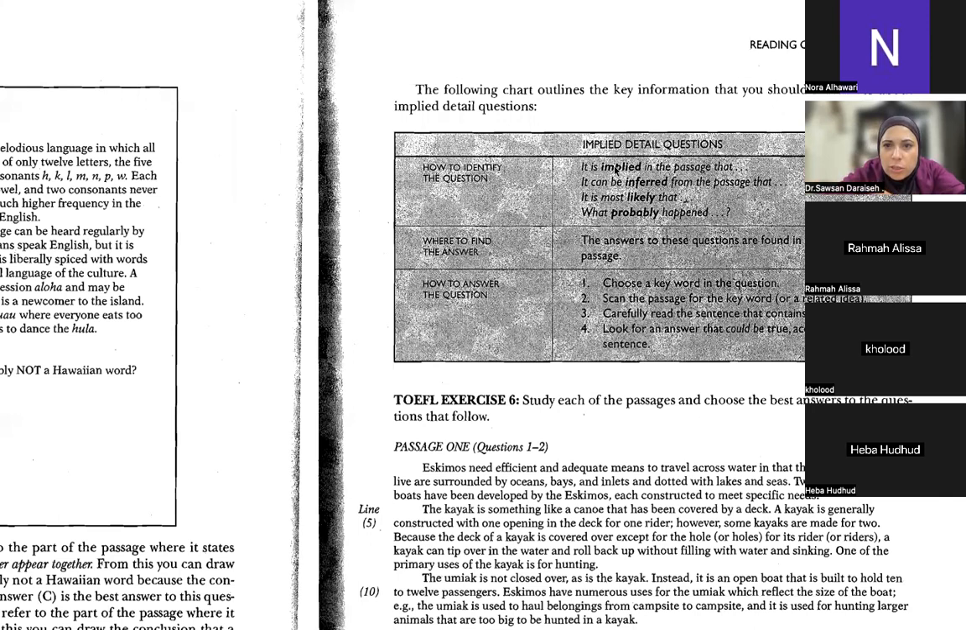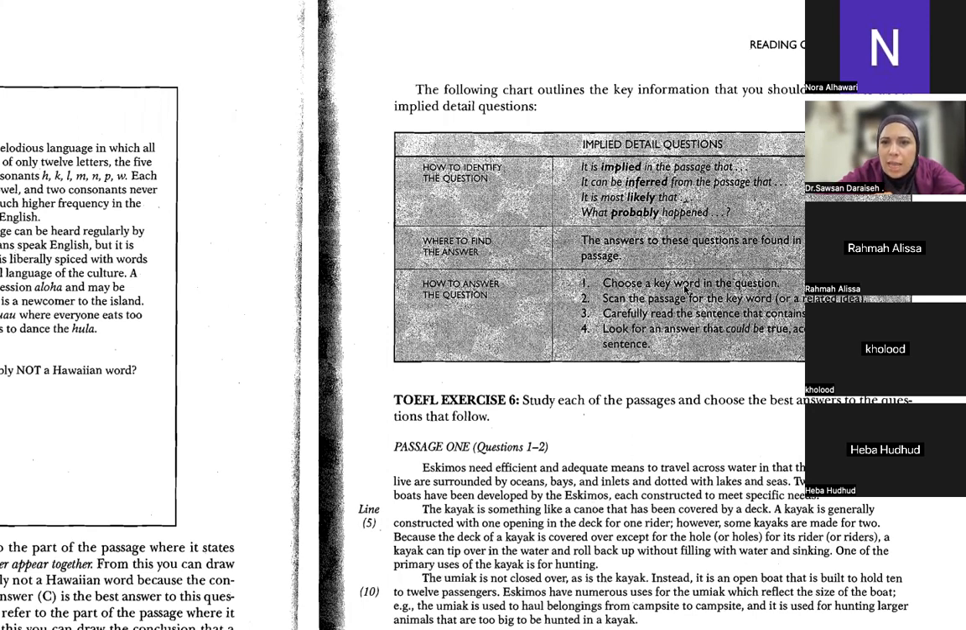So these words, implied, inferred, likely, probably, they reveal that the question is going to be an indirect kind of information that you're supposed to look for and try to guess, or work something out to get the answer, or to choose the answer.